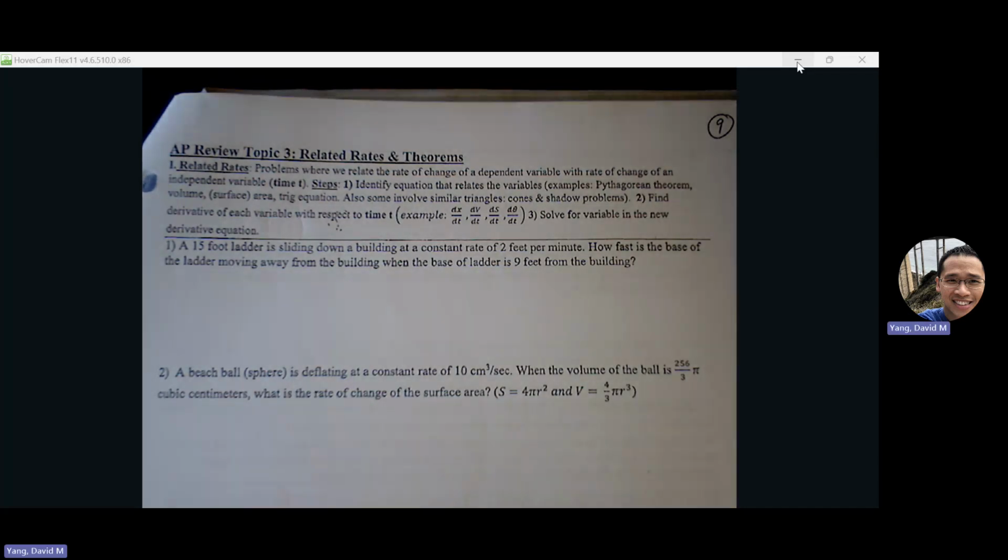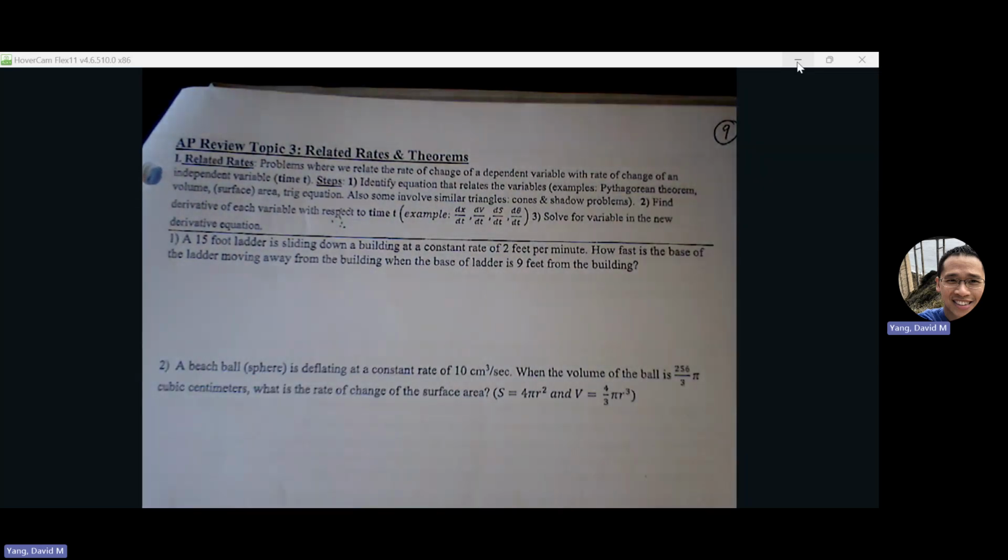Okay, so the very first related rates problem that we did was a ladder problem, where we have a ladder kind of leaning against the wall. So let's start off with that problem.